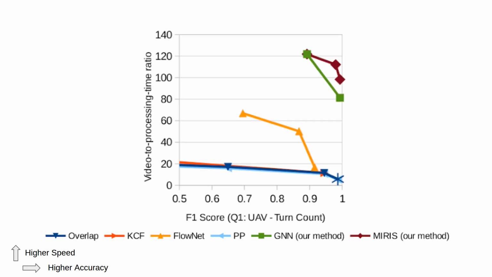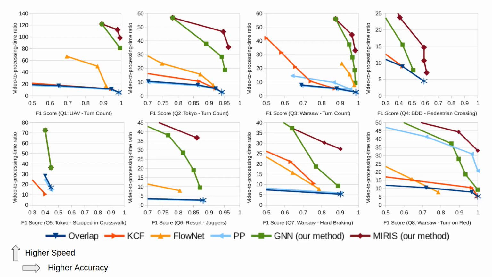Here are results on the first query. Our method in maroon provides a 15-fold speedup over the best baseline at the highest accuracy levels on the right of the graph. And here are the full results on all of the queries. As you can see, Miris consistently outperforms the baselines, yielding a 9-fold average speedup.